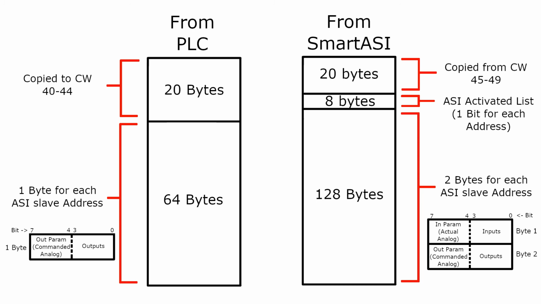The message format from the SmartOSI to the master goes like this. The first 20 bytes are copied from control words 45 through 49. The next 8 bytes represent the activated list for the OSI network, where each bit represents that OSI slave is online and exchanging data. The next 128 bytes represent the I/O of the slave. In addition to the output byte as before, there is also an extra byte for each slave, where the bottom 4 bits represent the slave's inputs, and the upper 4 bits represent the input parameter, whereas the output parameter represents the commanded value for the slave's parameter. The input parameter represents the actual value confirmed to be on the OSI slave.